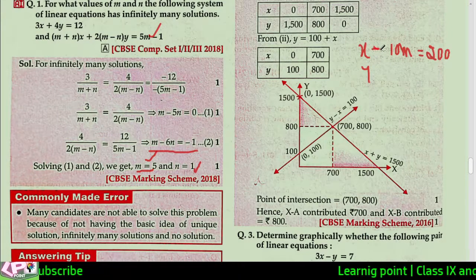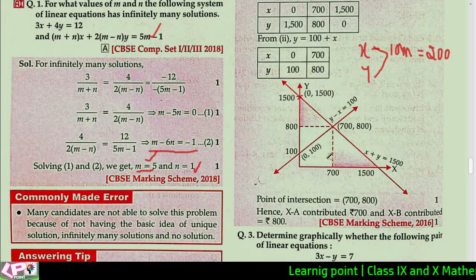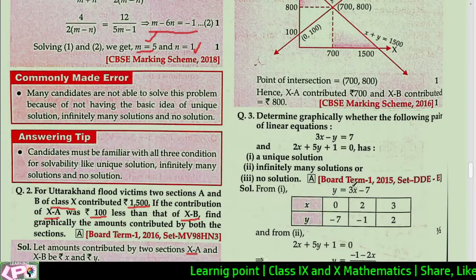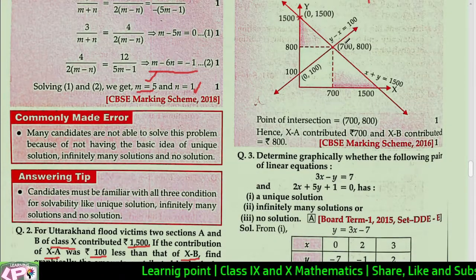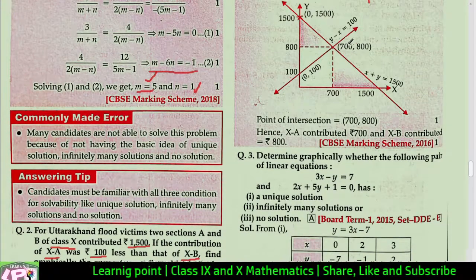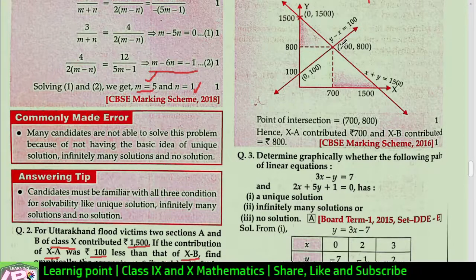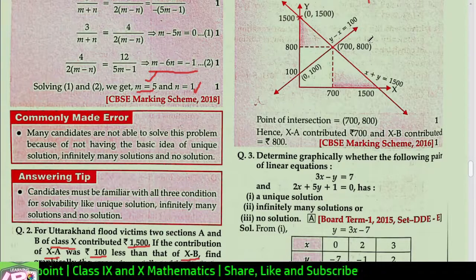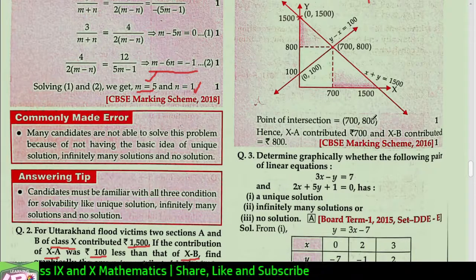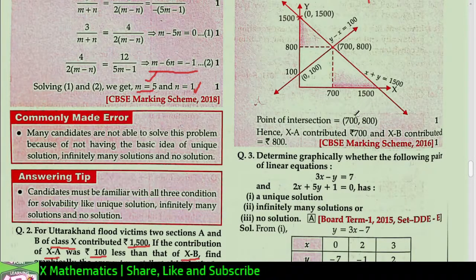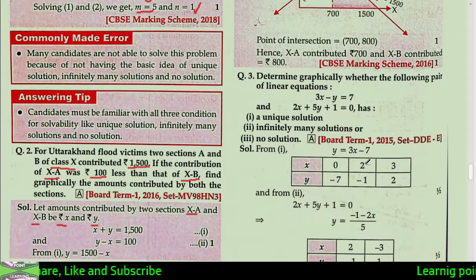Okay, then it will be very easy for you to identify 700, 100, 1500, like that. So the point of intersection gives the solution. This is the amount contributed by section A, 700. Amount contributed by section B. If you look here, the sum will become 1500 and the difference is 100. Exactly, your answer is right.